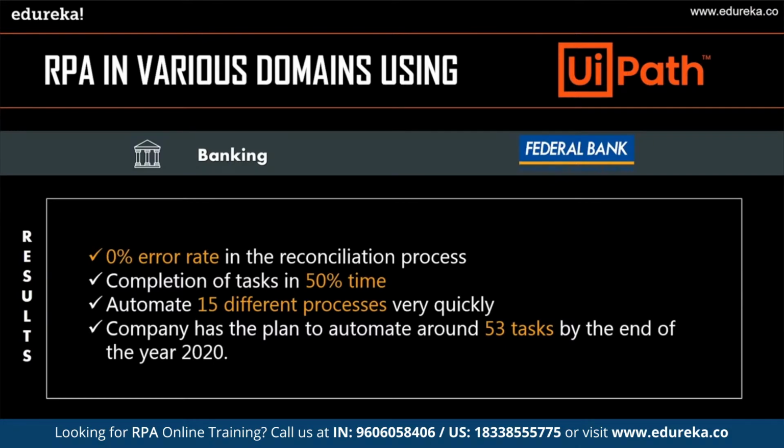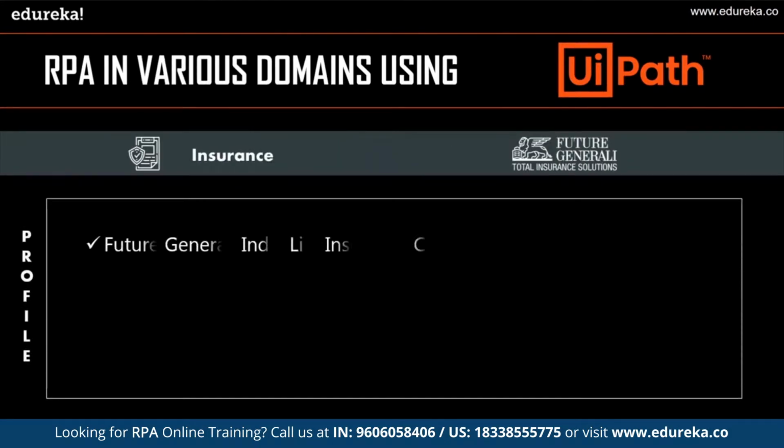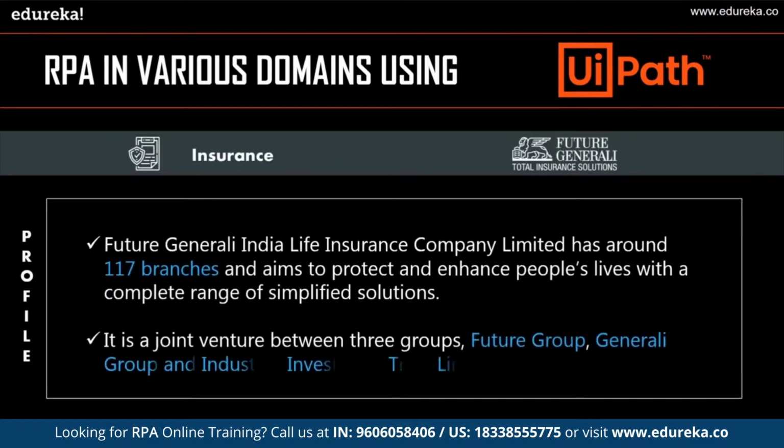Well, that was about the banking sector, guys. Now let's move on to the next sector, that is RPA in insurance. To explain how RPA is used in insurance, I'm going to consider the company Future Generali India Life Insurance. Future Generali India Life Insurance Company Limited has around 117 branches and aims to protect and enhance people's life with a complete range of simplified solutions.